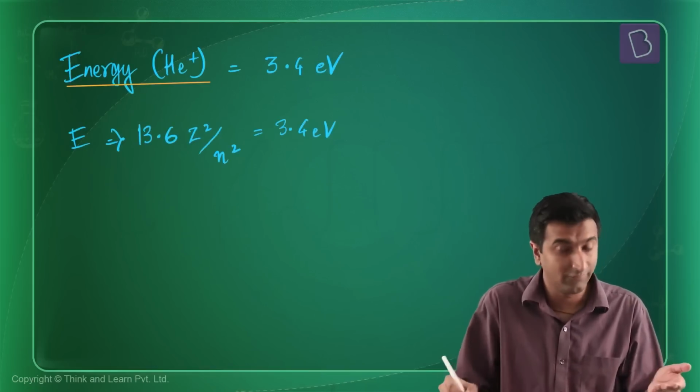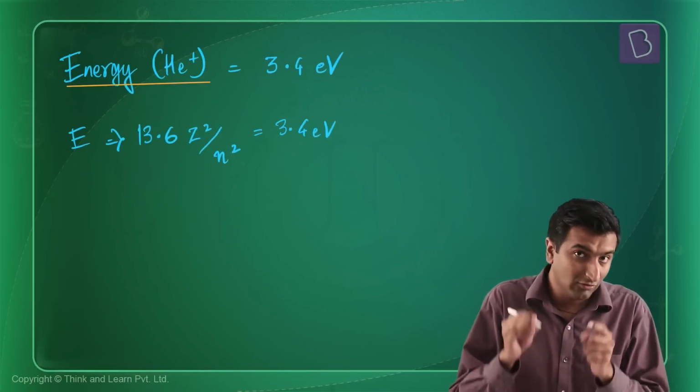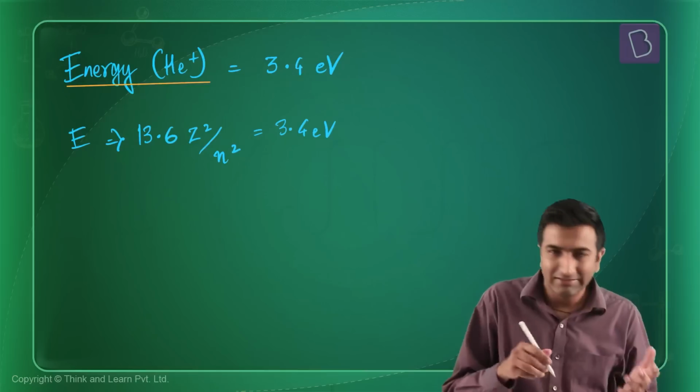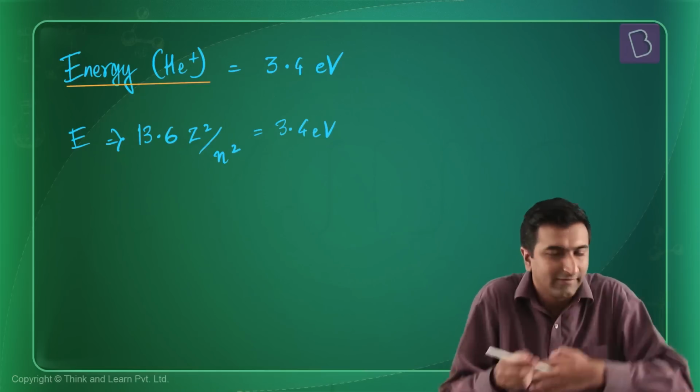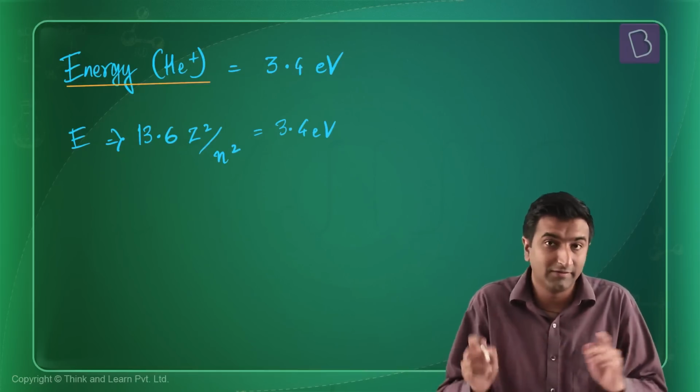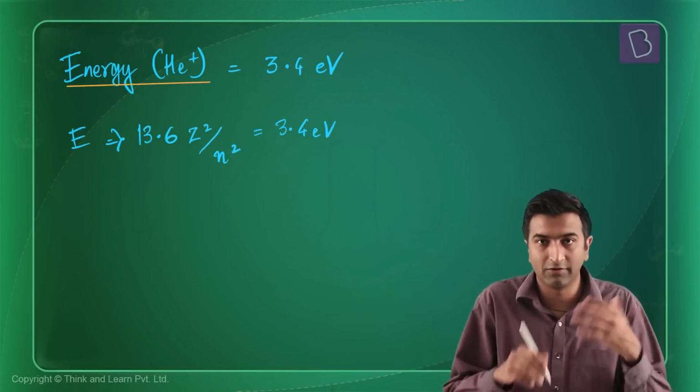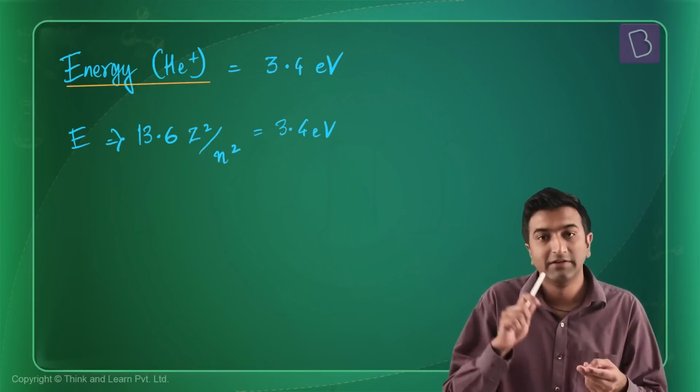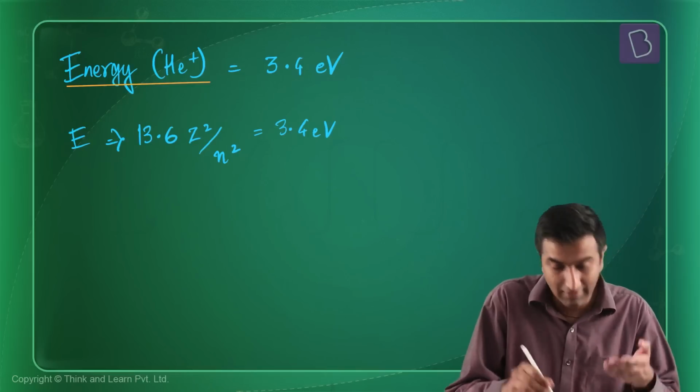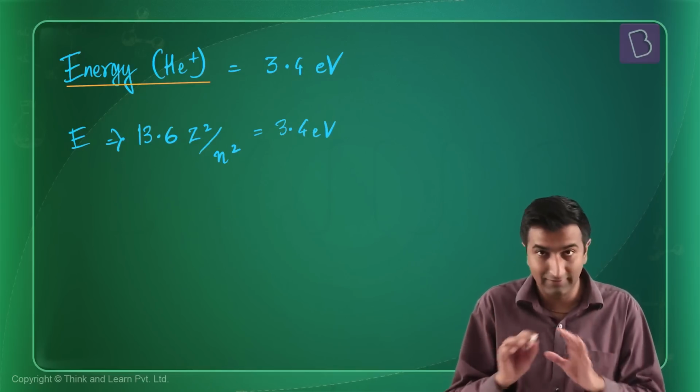So let's look at the first thing. Energy of He+ is 3.4 electron volts. Now, E is equal to 13.6 Z squared by n squared. Something you need to know. There's no way around it. You can't sit and derive this. You have to know this, but this is one of the most basic ideas from Bohr's atomic theory, the radius, energy and velocity idea. You must know this. This is the most important idea.